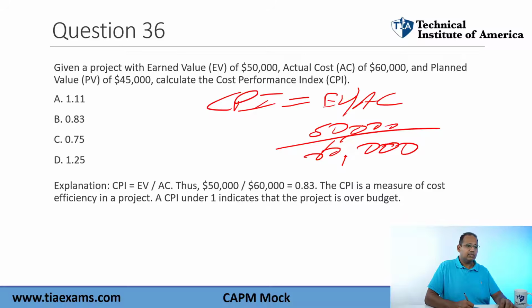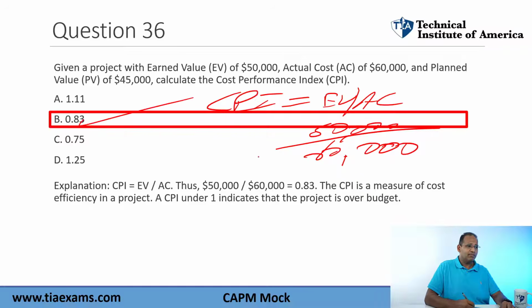The answer here, guys, is going to be 0.83. 50,000 divided by 60,000 is 0.83, which measures the cost. You have to know, once again, how to read this thing. Remember how to read this thing.